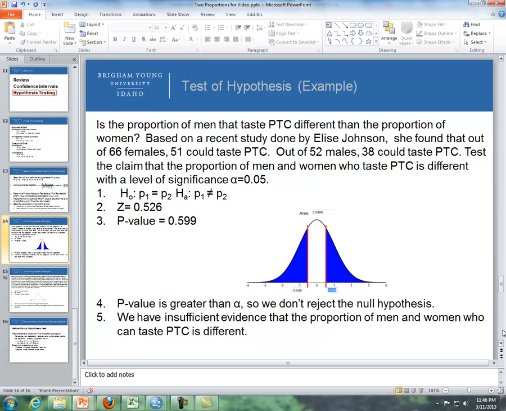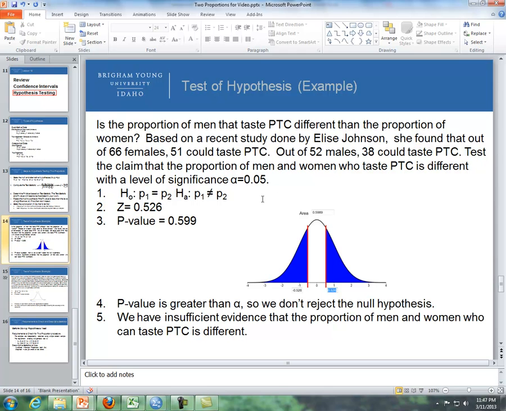So, is the proportion of men that taste PTC different than the proportion of women? Based on a recent study done by Elise Johnson, she found that out of 66 females, 51 could taste PTC, and out of 52 males, 38 could taste PTC. Test the claim that the proportion of men and women who taste PTC is different with a level of significance of alpha equal to 0.05. So step 1 is to state the null and alternative hypotheses. The null is that the proportions are the same. Okay.